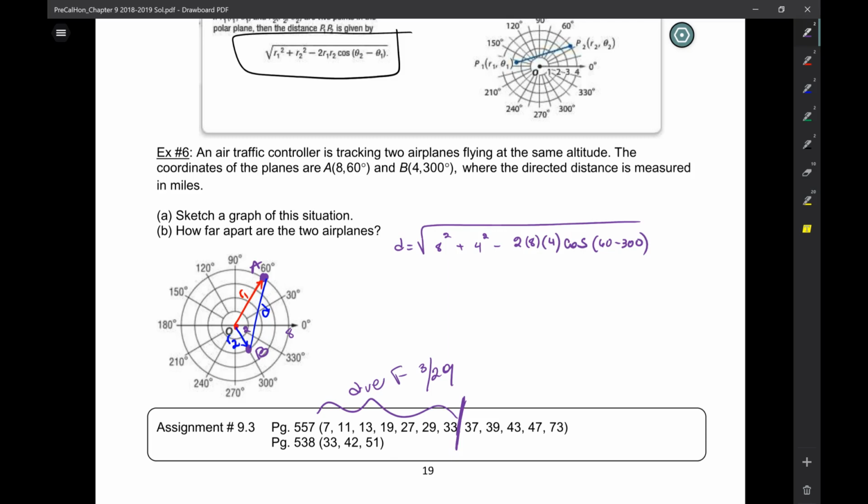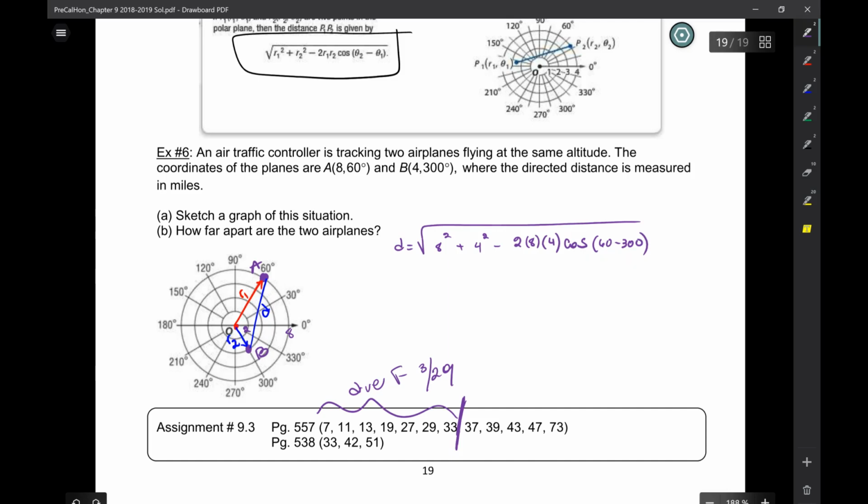Because cosine of pi will be the same as cosine of negative pi. That's it. Cosine is an even function. So if I did cosine of 60 minus 300, I get cosine of negative 240. But had I done it reversed, 300 minus 60, I would have gotten cosine of 240. Same thing because cosine is an even function.